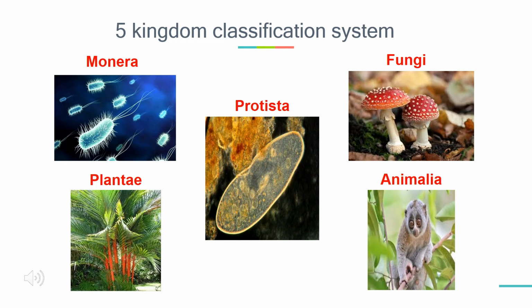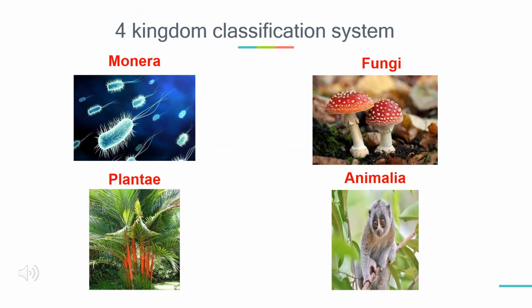And we have reached our summary of this discussion. There are 5 kingdom classification systems, which consist of Monera, Protista, Fungi, PLANTAE, and Animalia. You have to know each kingdom's characteristics, therefore you can distinguish each kingdom easily. And this is for the 4 kingdom classification system. It only consists of 4, which are Monera, Fungi, PLANTAE, and Animalia.